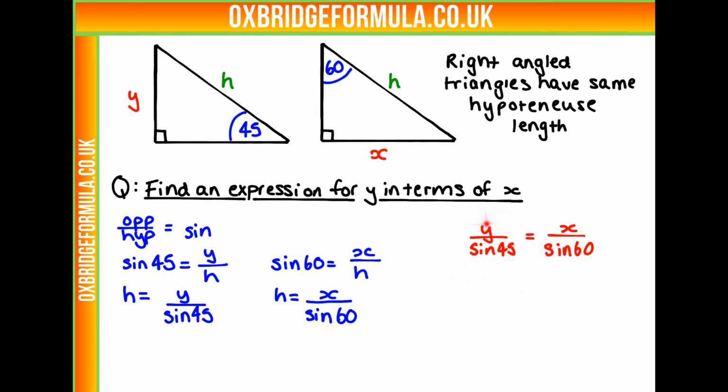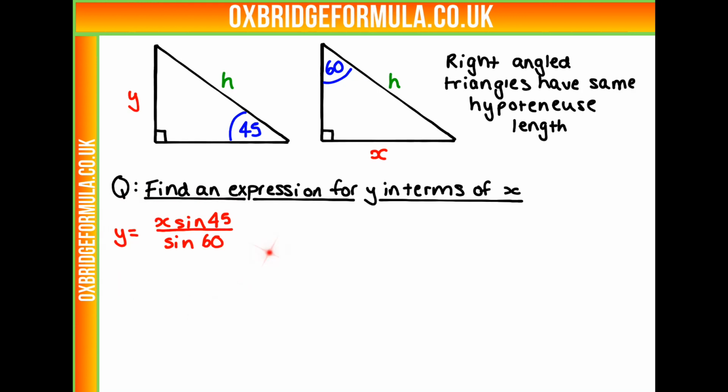And if we rearrange just to get y, that's what our question asks us to do, we're going to get y equals x sine 45, as we've times this equation by sine 45, all over sine 60. Now this is the correct answer, but we can simplify this more using our trigonometry rules. So here's our expression again, and we want to try and find what are the numerical values of sine 45 and sine 60.